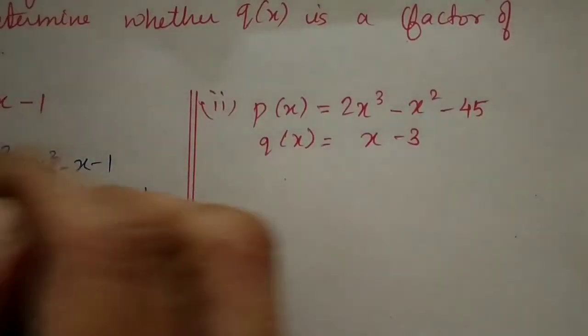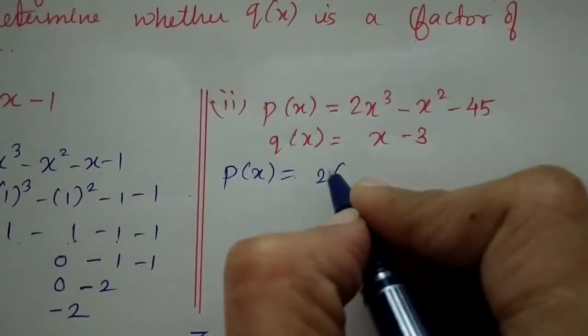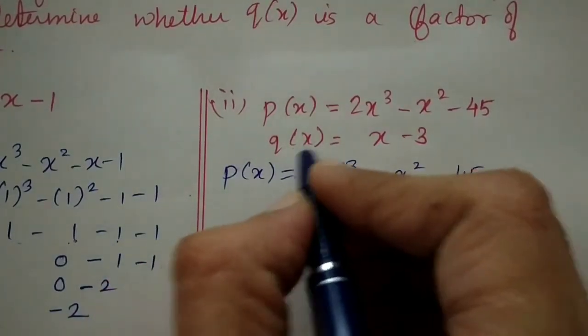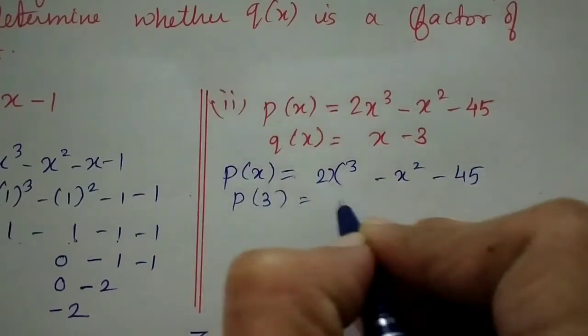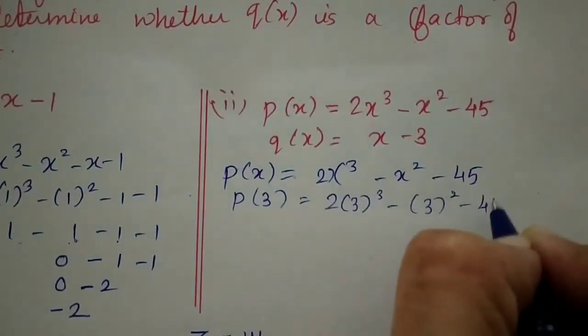So let us solve this in a similar manner. P of x is 2x cube minus x square minus 45. Okay, so what is this? X minus 3. So I'll take plus 3. So p of plus 3 is equal to 2 into 3 cube minus 3 square minus 45.